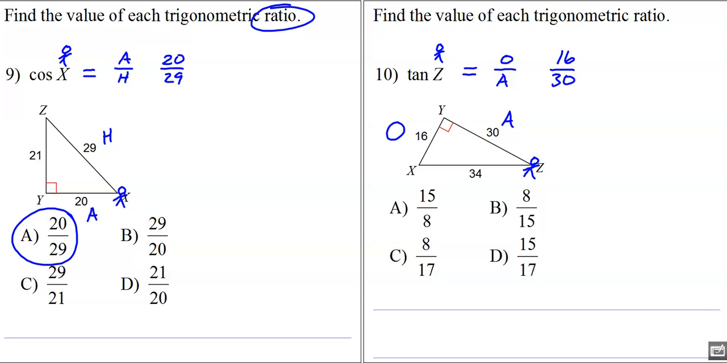I don't see that as a choice, but they reduce it down. You know, if you divide by 2 for both pieces, you will get 8 over 15. The correct answer there is B. Be really careful how you label it, because this is not a leg, it's the hypotenuse because it's across from 90. That triangle tricks people, so be careful.